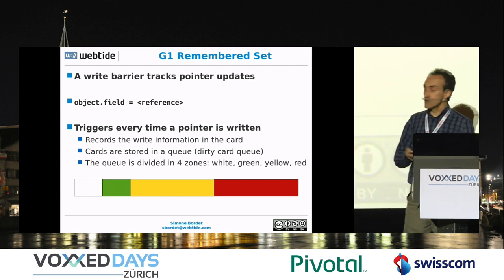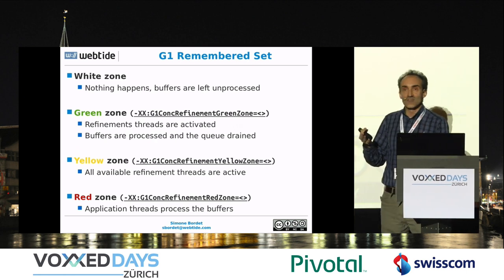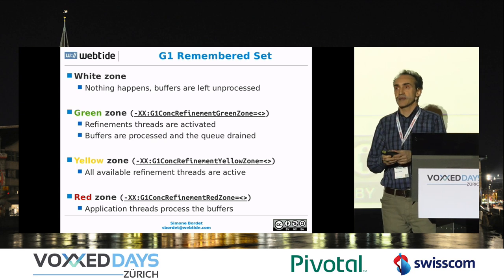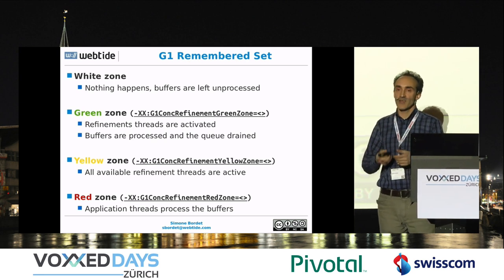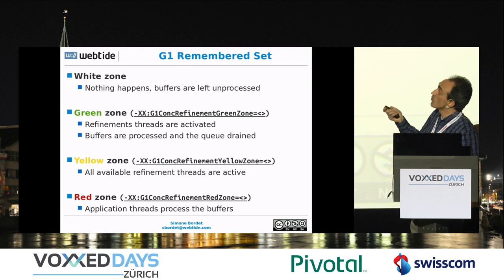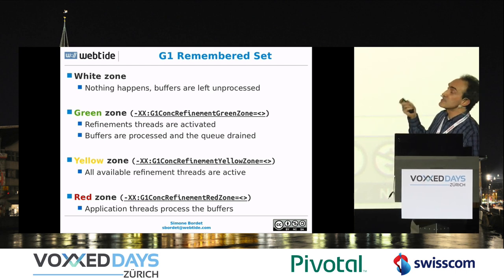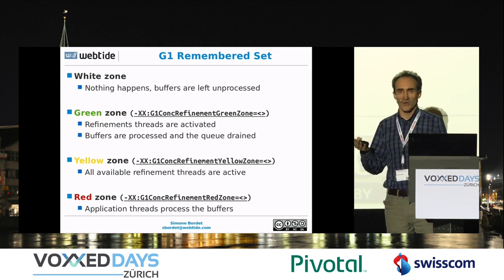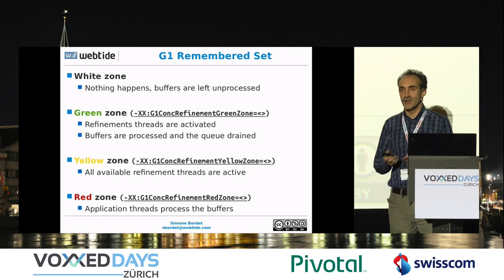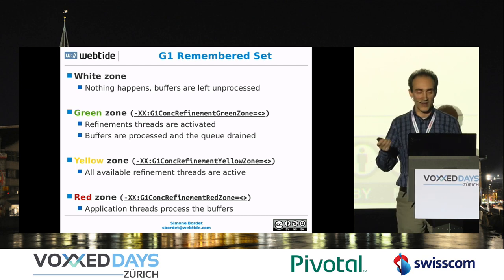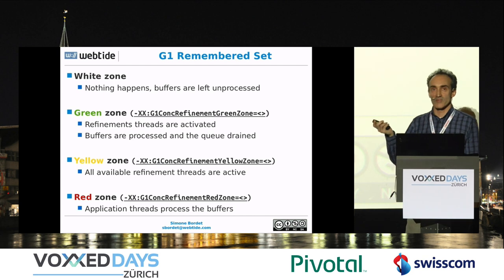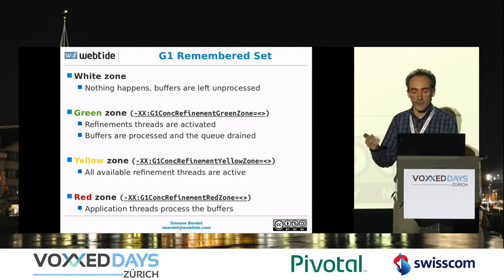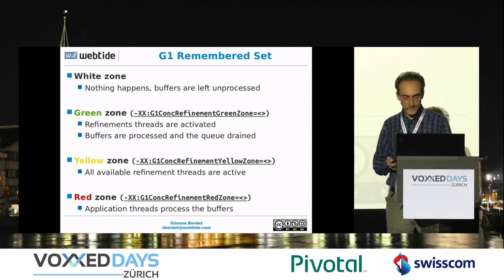OK? So this is basically what the refinement threads are about. It's something that you could find in every explanation you find on the internet about G1. They say, oh, and by the way, there are these parameters, G1ConcRefinementGreenZone. But there's really no explanation of why. What is this green zone, red zone, yellow zone, or whatever? So that's the research that I've done in order to understand why these are important and how you want to tune them. What is the meaning behind these refinement threads?